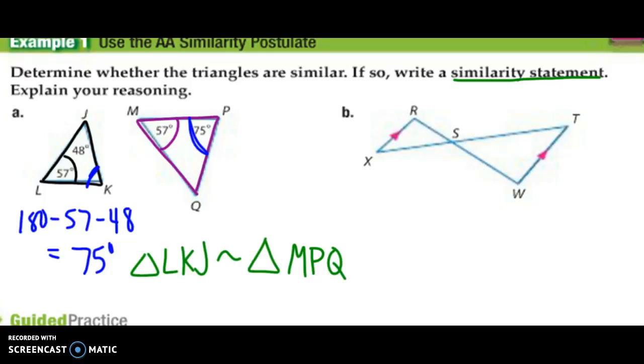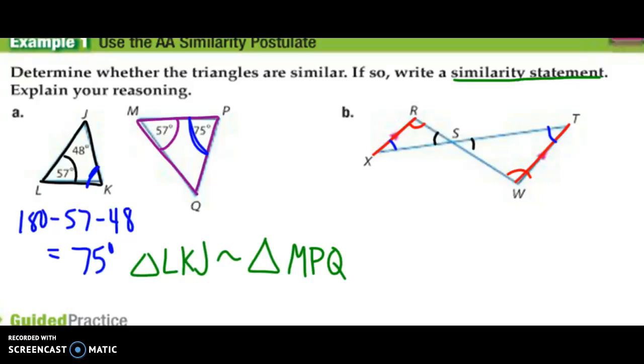Alright, let's look at example B. In example B, I know for sure angle S is congruent to angle S. Why? Those are vertical angles, which means they're going to be equal. Now, the other important information is that these two lines are parallel. So remember, when you have parallel lines, this angle right here, angle R, is going to be congruent to angle W because they are alternating interior angles. And the same would actually be true for X and T. Those are also alternating interior angles.